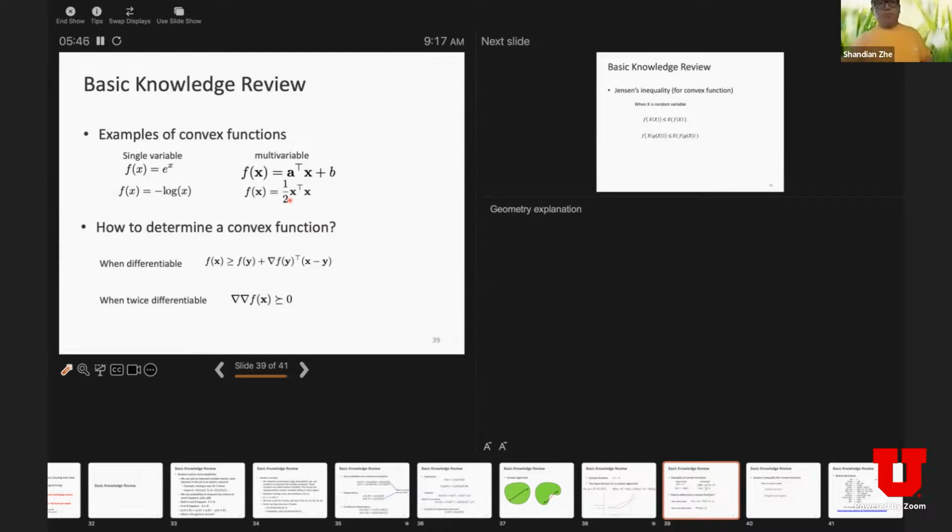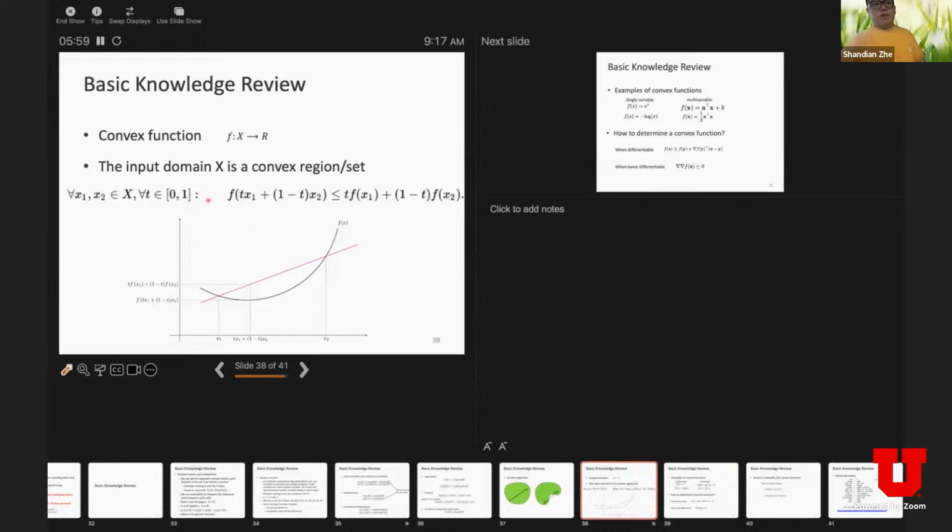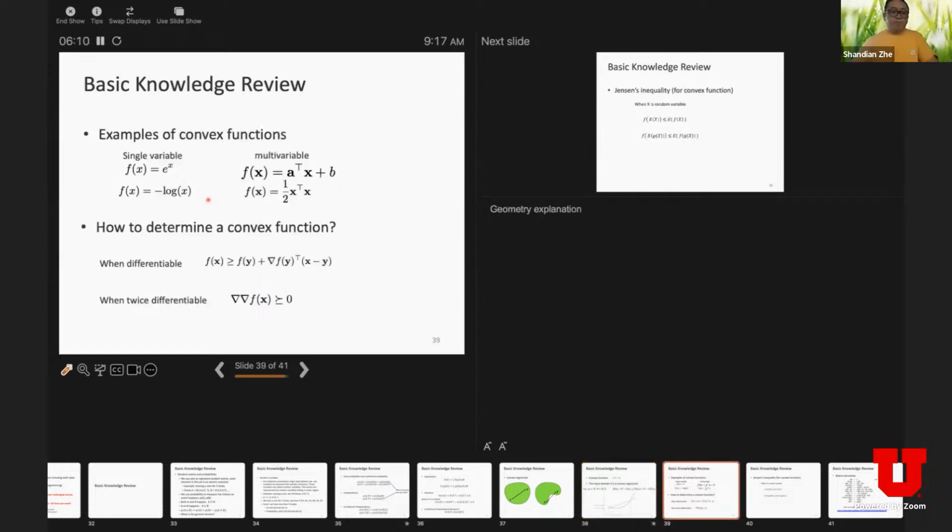So one question is, how do we determine a convex function? Given a function expression, how do we claim that this is a convex function or not, right? We can check if it is convex by just testing this inequality, but sometimes it is non-trivial to verify the definition directly. So we can use the following two most commonly used checking conditions, right?